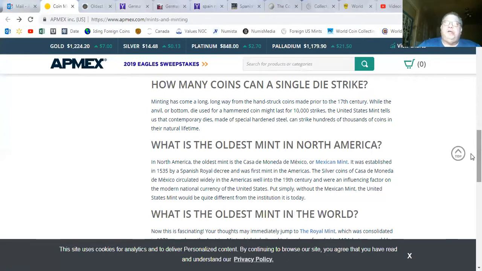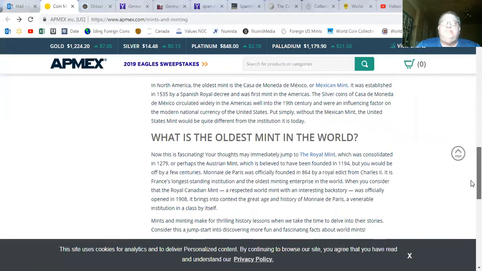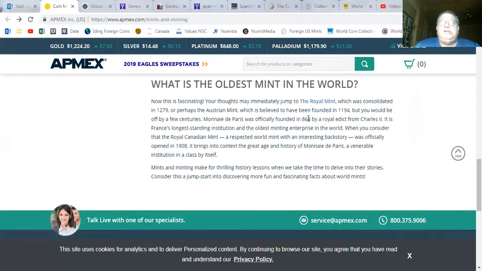So, and the oldest mint in the world, which is pretty cool, goes back to 1864, Paris, France, and it's the longest standing institution, oldest minting enterprise in the world. But the next one up from that is the Austrian Mint from 1194. And if I'm not mistaken, the Austrian Mint is still in production today, and they do make coins for lots of other countries themselves, just like the Canadian Mint does, and England.